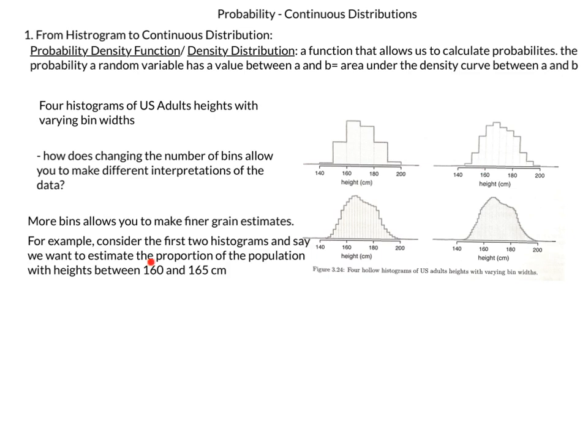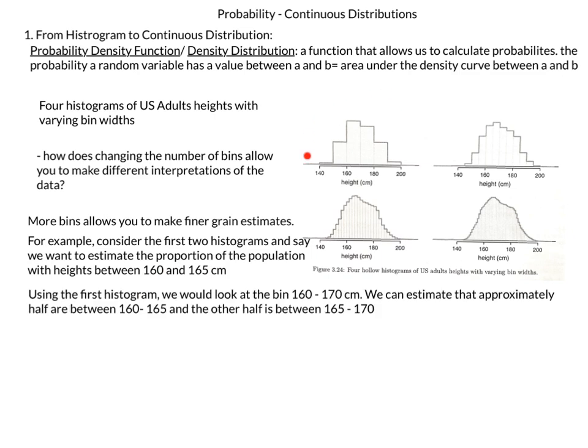And say we want to estimate the proportion of the population with heights between 160 and 165. Using this first histogram then, we would be looking at this bin, which goes from 160 to 170. So let me mark that we're actually going up to 170. Since we're interested in 160 to 165, which is halfway in this bin here, we can estimate that approximately half the people are between 160 and 165, and the other half is between 165 and 170.